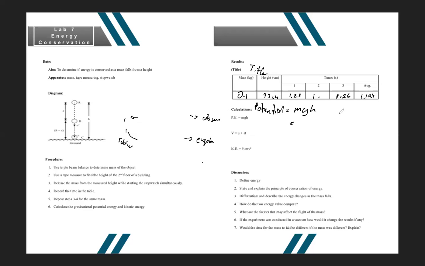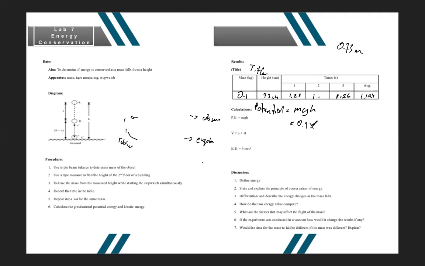Centimeters to meters, you divide by 100, right? Yes, sir. So it would be 0.73 meters. Now, what is the mass of our object again? Mass is 0.1.